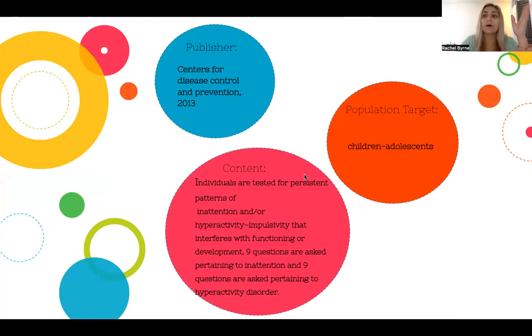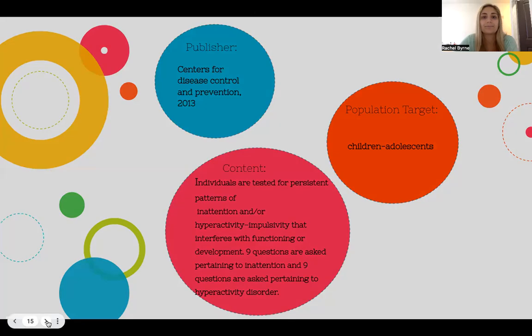So then I go into another research topic, or I research another article, and this just goes into depth about what they talked about. Basically it said individuals are tested for persistent patterns of inattention or hyperactivity and impulsivity that interferes with functioning or development. So 9 questions were asked, and it was a questionnaire pertaining to hyperactivity disorder. And the population target for this article was children and adolescents.